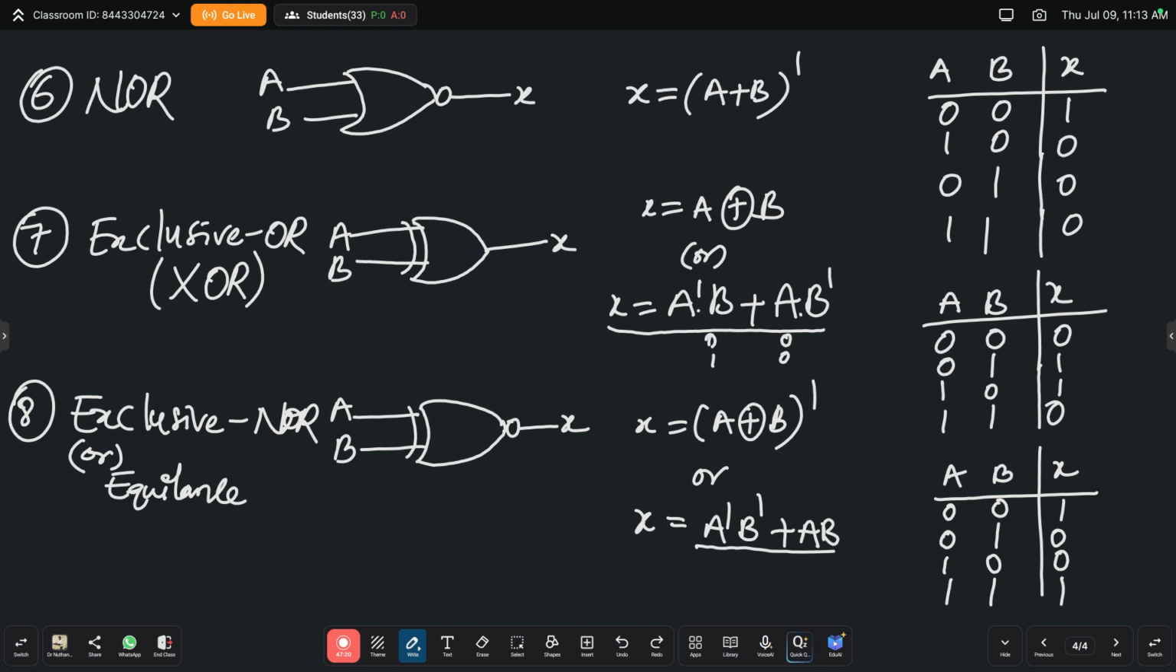So these are the logic gates. If it is clear, we'll go for next advanced things. Shall we? Yeah. Next topic, Boolean algebra.